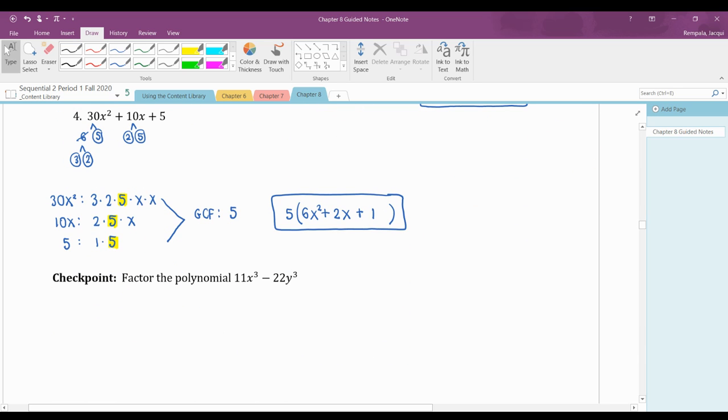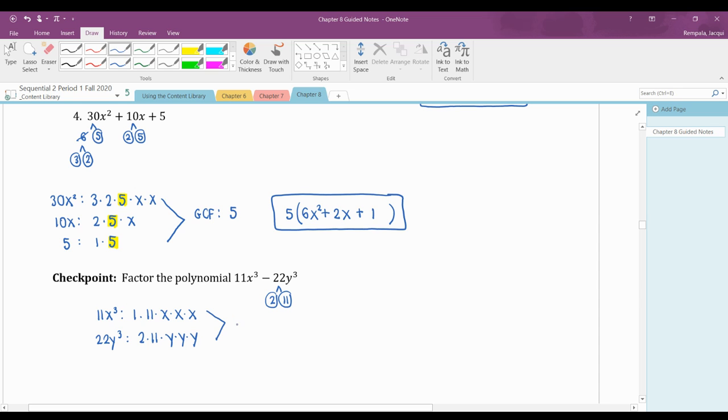All right, I would suggest that you pause the video and try this checkpoint problem. Okay, so hopefully you noticed that if you broke down 11, 11 is just 1 times 11. So 1 times 11, and then there were 3 x's. 22 is 2 times 11. I can't break up that any further. So we'll have 2 times 11, and then there are 3 y's.